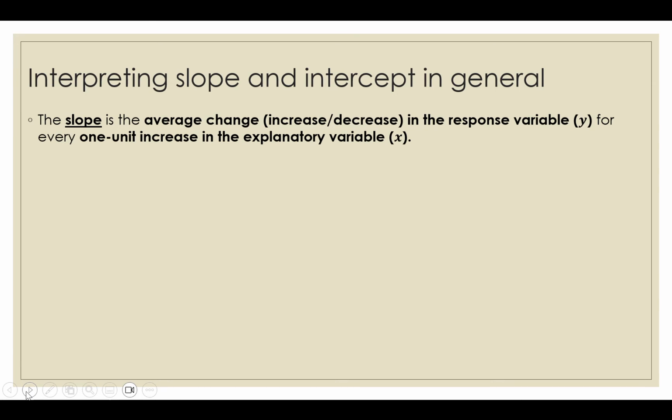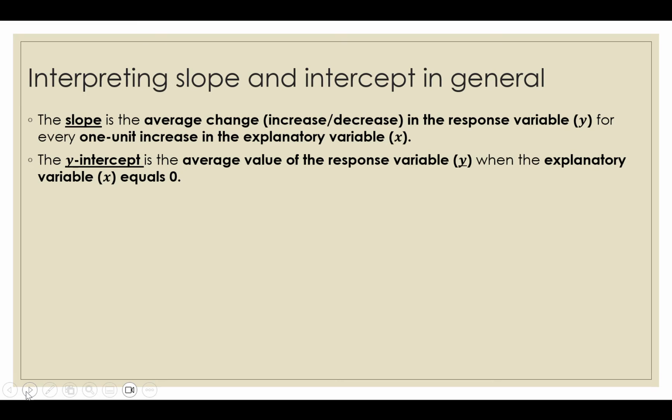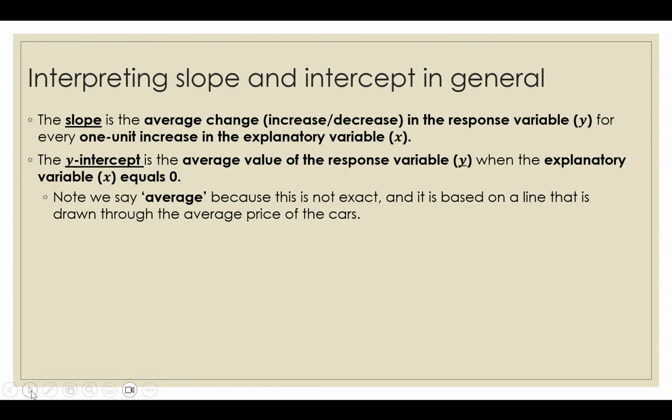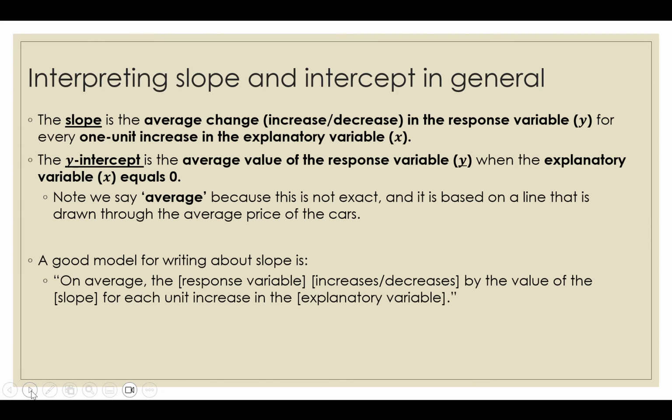We'll see another example in a moment. The y-intercept is the average value of the response variable where the explanatory variable is equal to 0. So as we just looked at with that car example, it was 35,100. Okay, it's not exact because it's based off data and data points, but it's just an estimation. Here's a nice model, okay, which we could possibly use to assist you with answering these questions or interpreting these slope/y-intercepts.